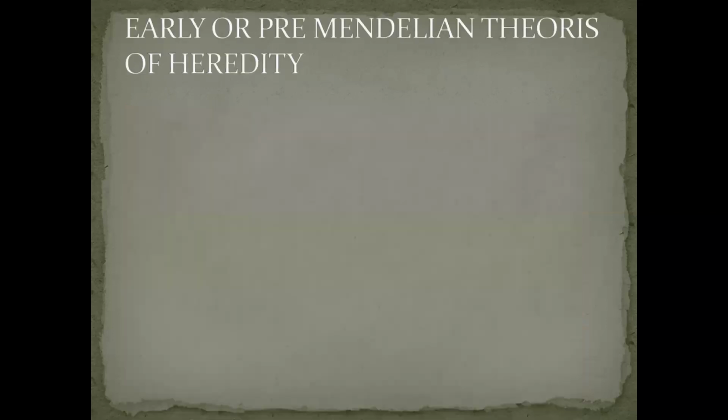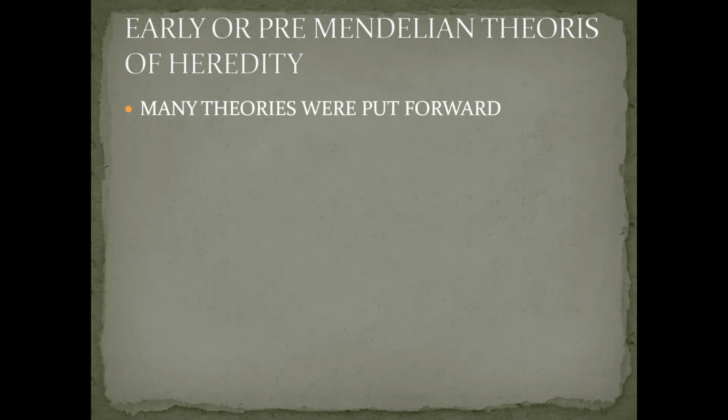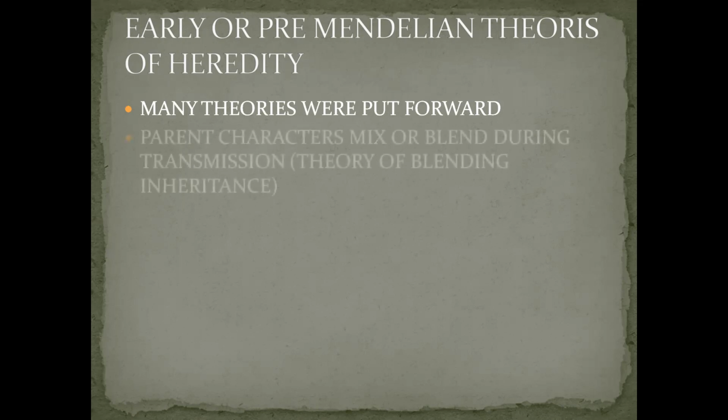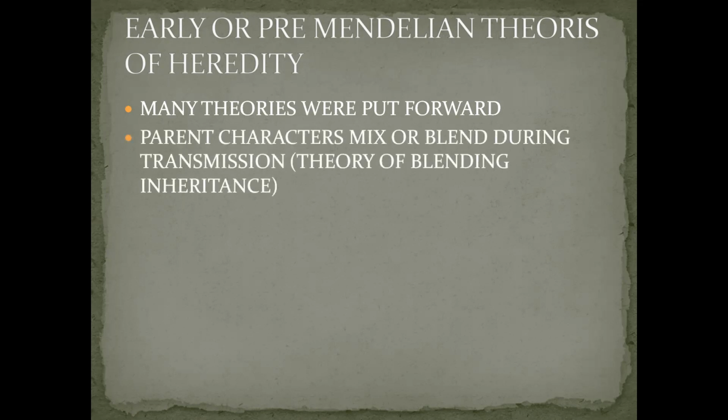Now, early pre-Mendelian theories of heredity. This is not there in the syllabus, but just for general knowledge. Before, they used to think differently about how a baby is born. There are different theories. Before Gregor Johann Mendel, many theories were given about heredity. Mendel was the first to study the transfer of characters from parent to offspring. Earlier theories said parent characters mix or blend during transmission, and that's why it is called the theory of blending inheritance.